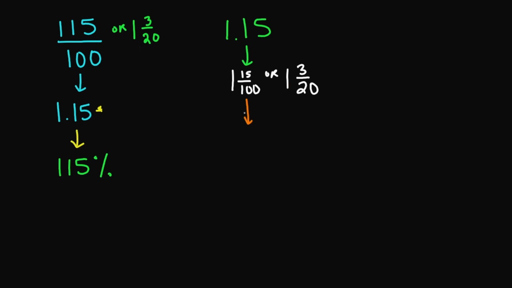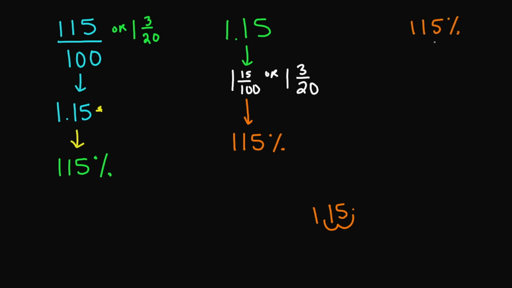All right, so now we have our decimal, our fraction. How do I get my percentage? So if I have 1.15, move 2 decimal places to the right, or multiply by 100, 1, 2. It puts us right after the 5. This is going to be 115%.